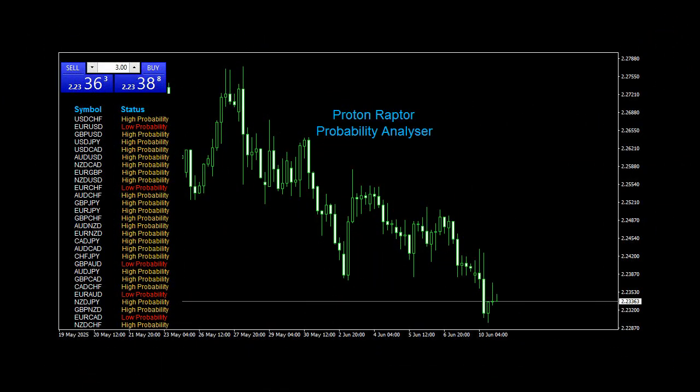Firstly, we use our probability analyzer for high probability trading opportunities. On this list, we need 20 or more high probability trades for success. We only load the expert if this condition has been met.